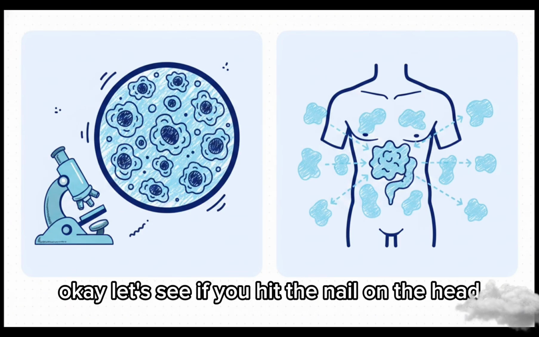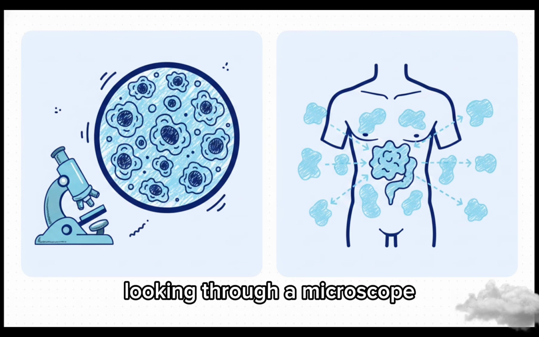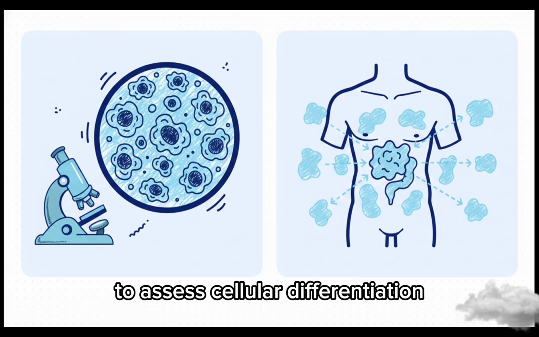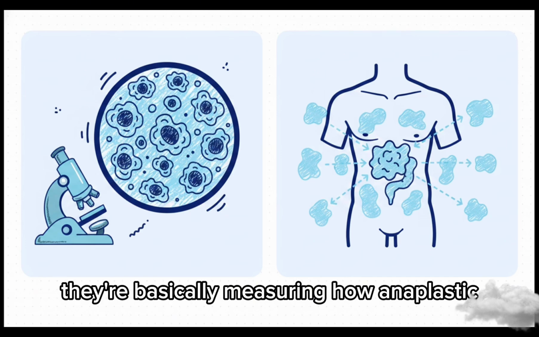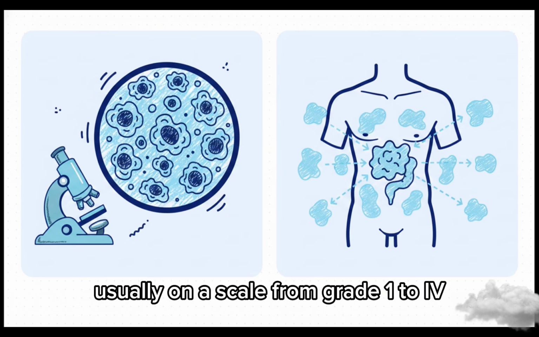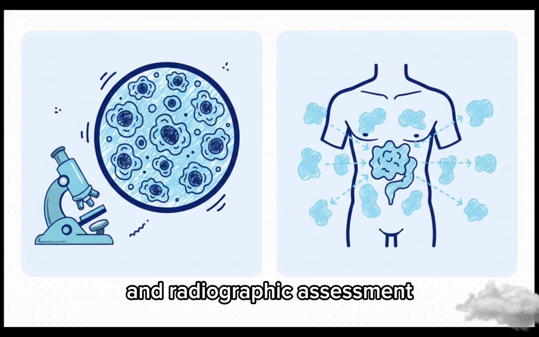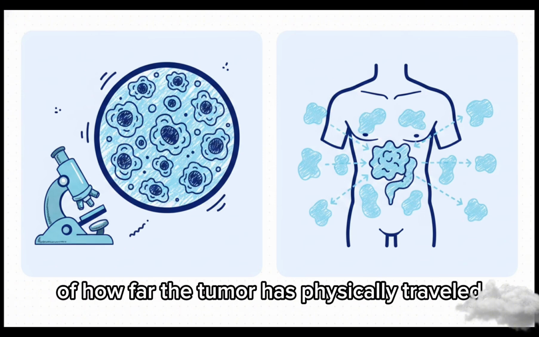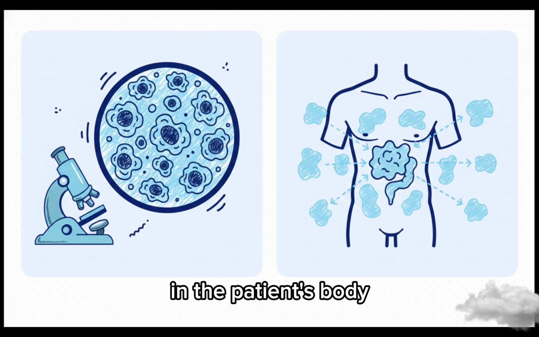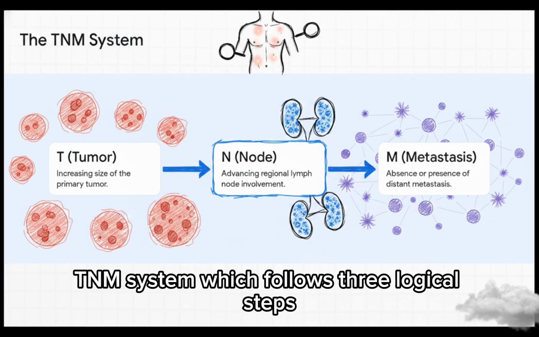Okay, let's see if you hit the nail on the head. So, the crucial point is that grading requires a pathologist looking through a microscope to assess cellular differentiation. They're basically measuring how anaplastic or mutated the cells are, usually on a scale from grade 1 to IV. Staging, however, is a clinical, surgical, and radiographic assessment of how far the tumor has physically traveled in the patient's body. We evaluate clinical staging using the universal TNM system, which follows 3 logical steps.